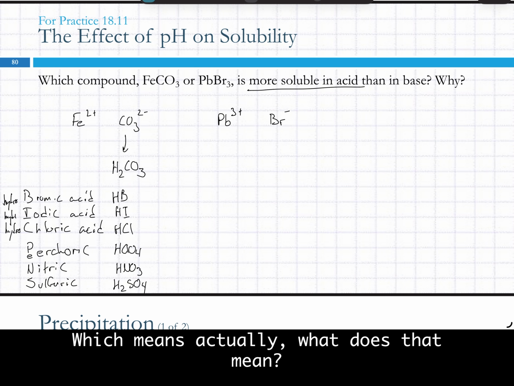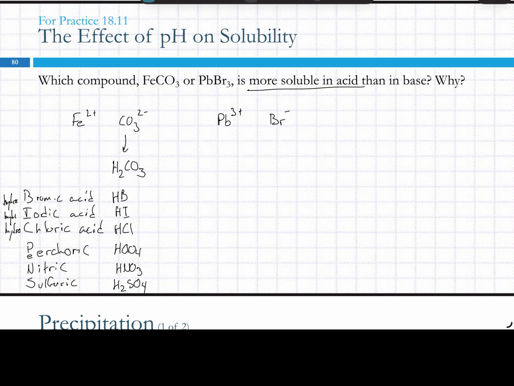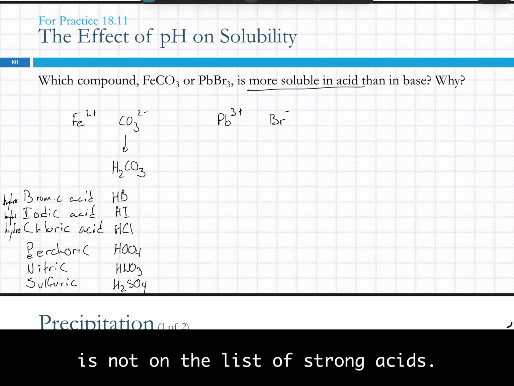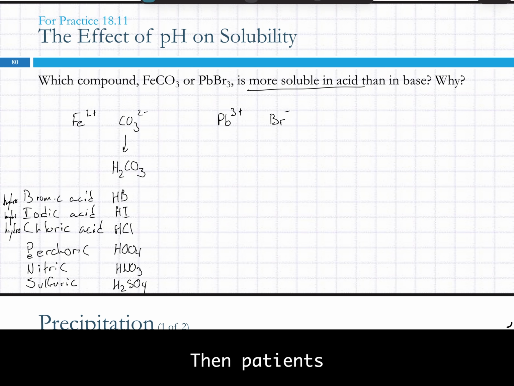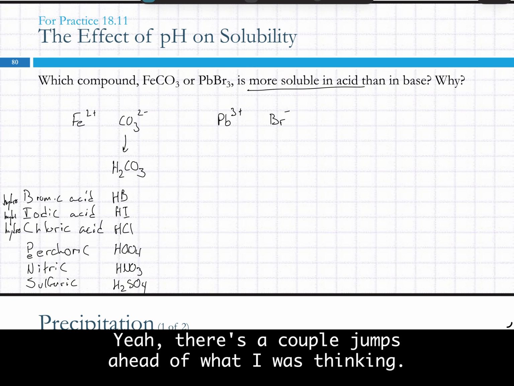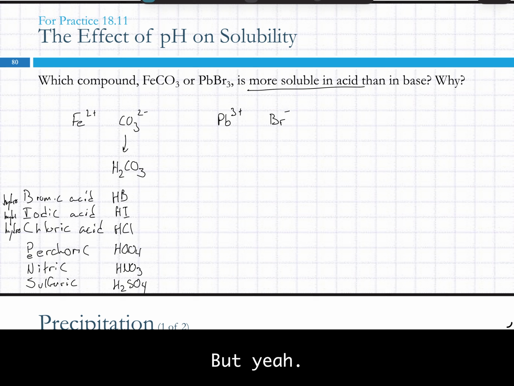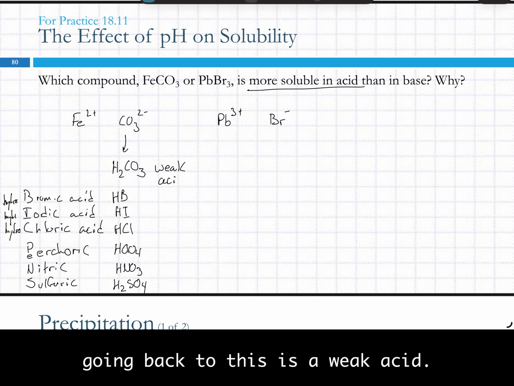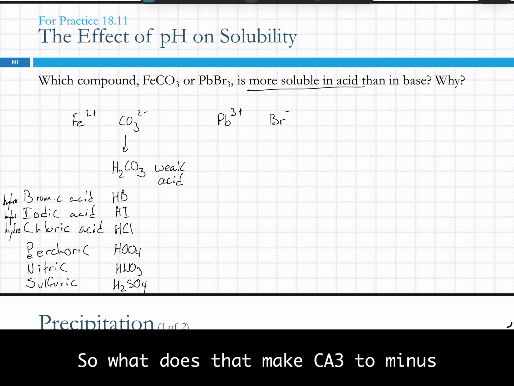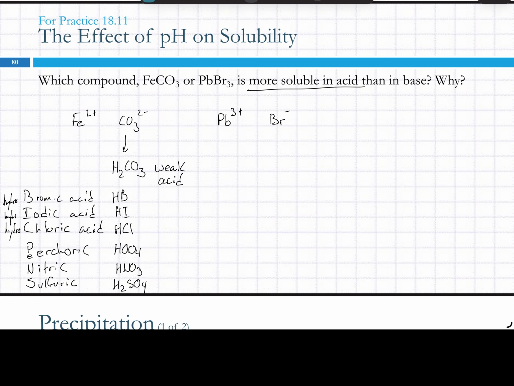Which means, what does that mean? If carbonic acid is not on the list of strong acids, then it's a weak acid. So what does that make CO3 2-? A weak base.